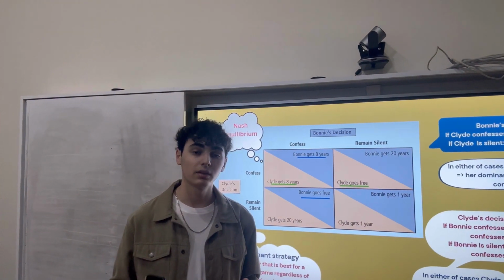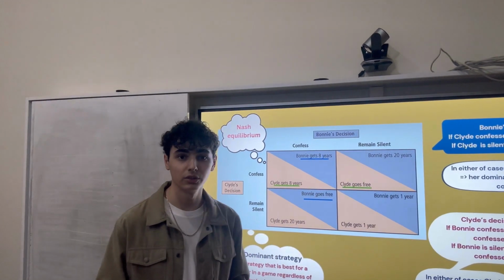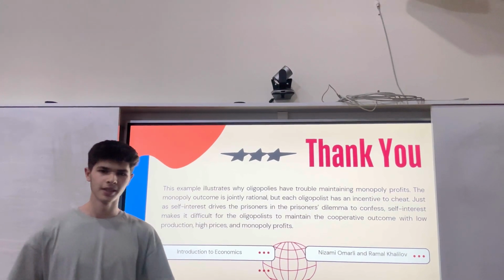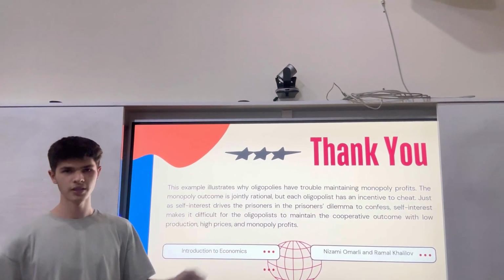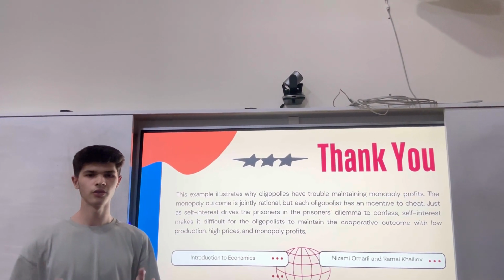But in an oligopoly, it doesn't work like that. They hurt each other. That's why they both get 8 years. So, to sum up, this example illustrates why oligopolies have trouble maintaining monopoly profits. Thank you for your attention.